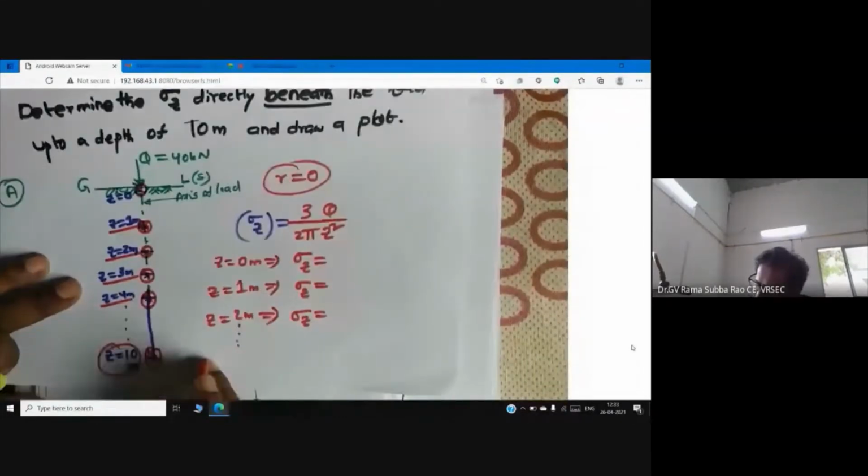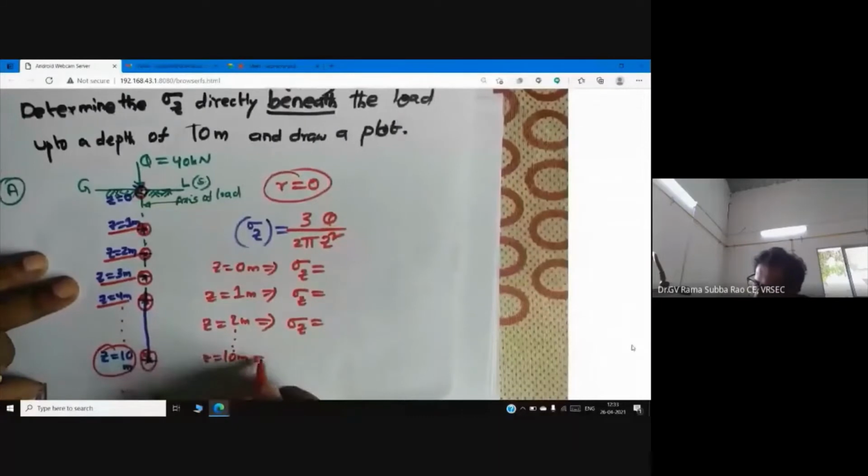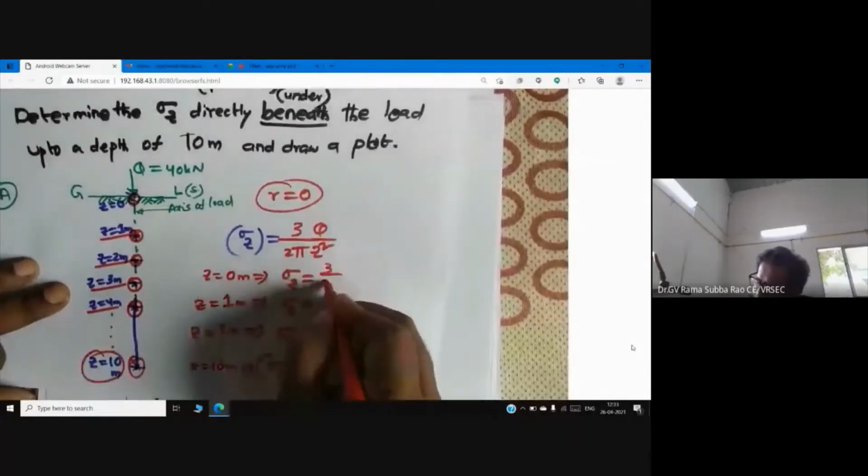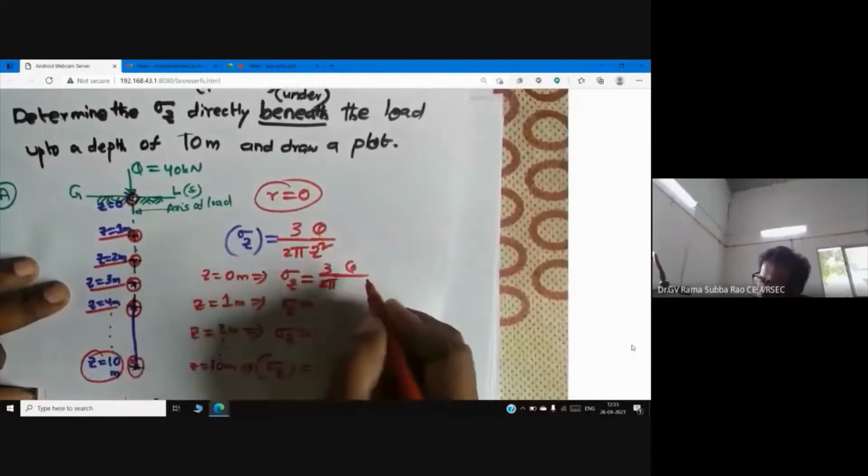If Z is 10 meter, what is sigma Z? So please tell us, 3 by 2 pi Q by 0 square. What is the answer now?